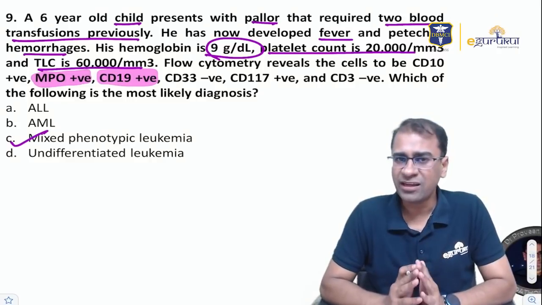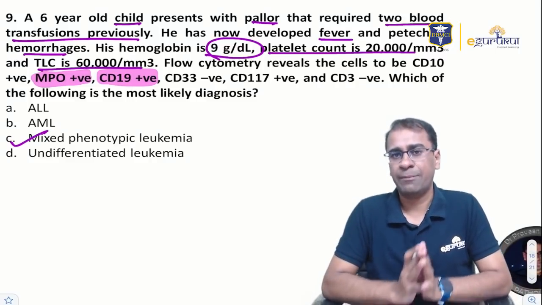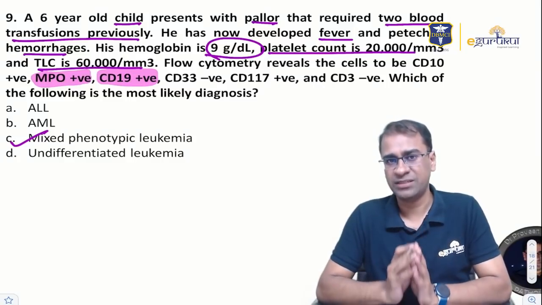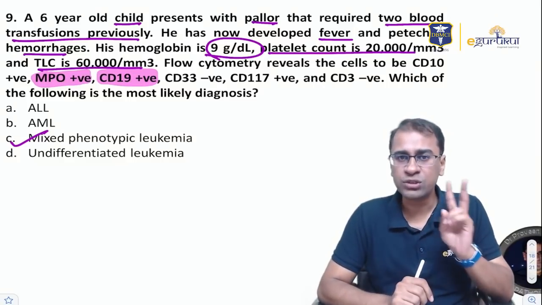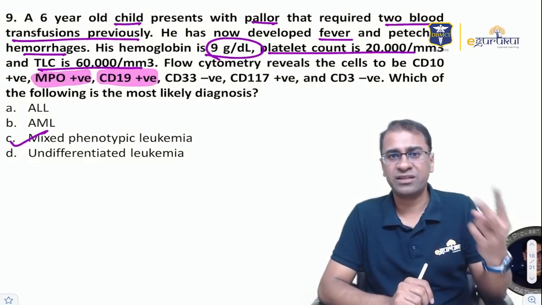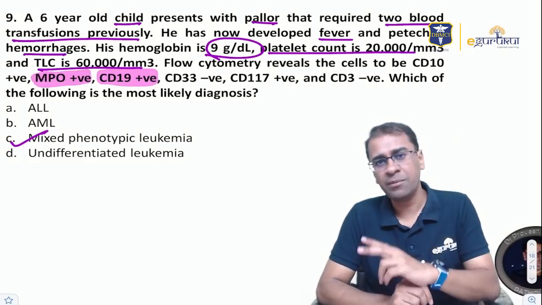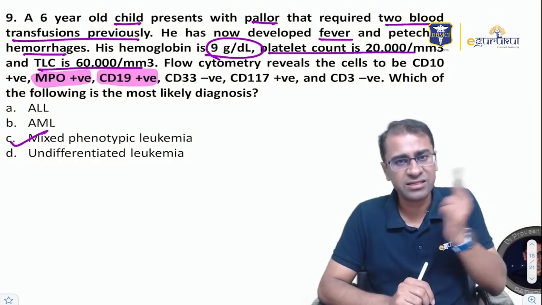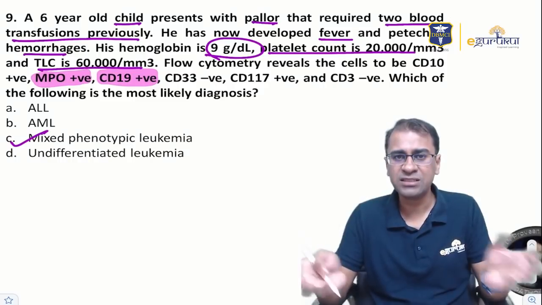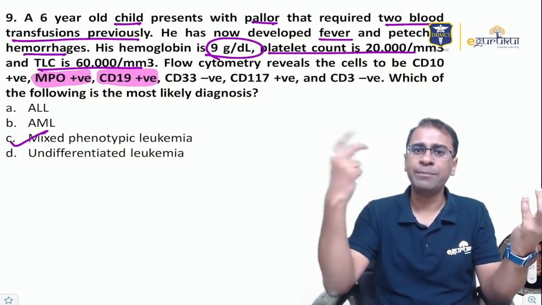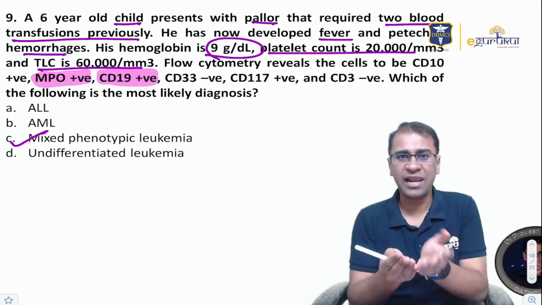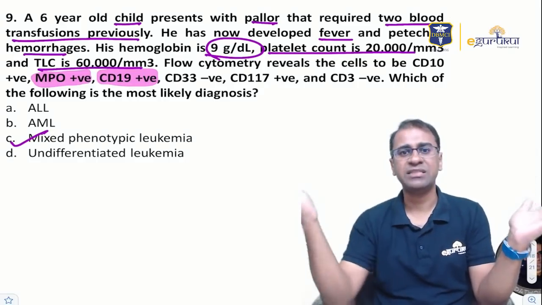I understand you always get confused between mixed phenotypic and biphenotypic. A mixed phenotypic acute leukemia is a condition where you see two specific lineage markers in two different cells. Biphenotypic means two specific lineage markers in a single cell. So mixed phenotypic leukemia is a myeloid marker and a B-cell marker in the same patient, but biphenotypic means the same cell has a myeloid marker and a B-cell marker.